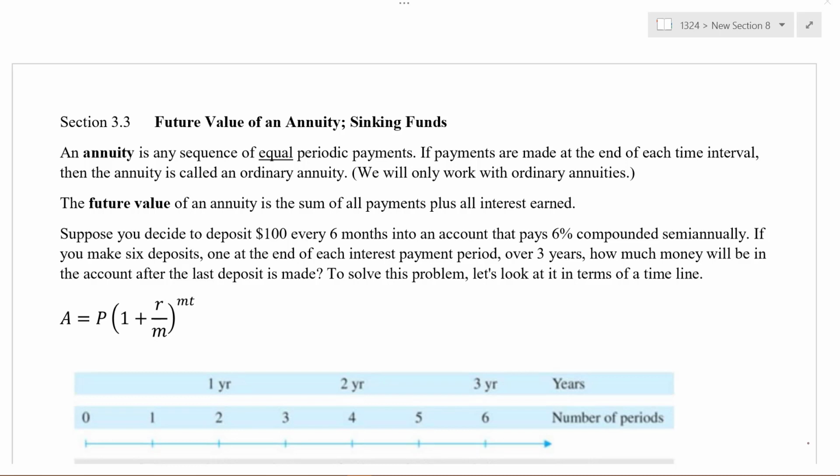In section 3.3, we're going to talk about future value of an annuity. An annuity is any sequence of equal periodic payments. So what sets section 3.3 apart from the first two sections, section 3.1 and 3.2? One of the key things that we get with an annuity is we have multiple payments or deposits.